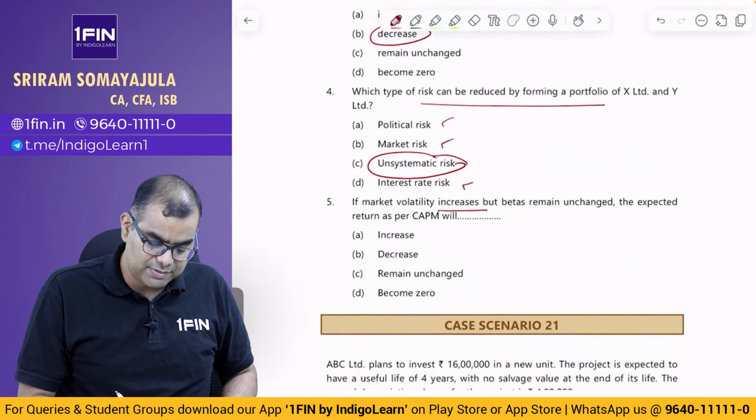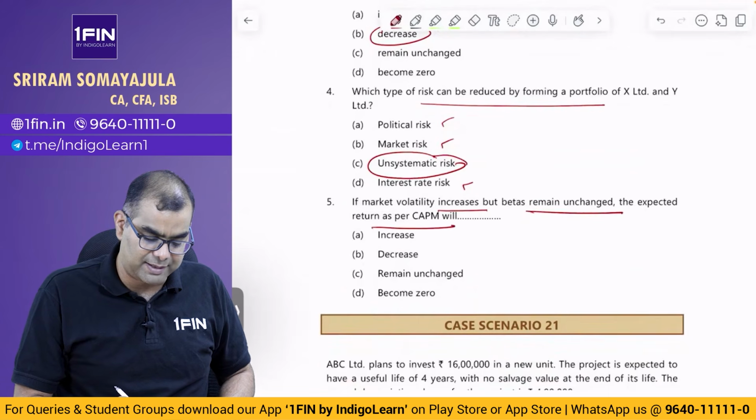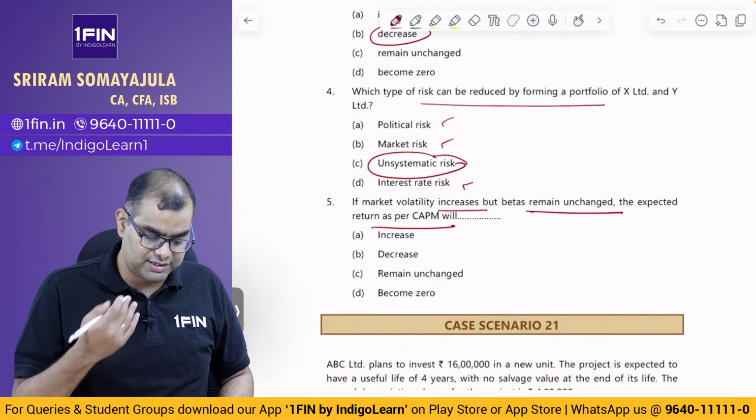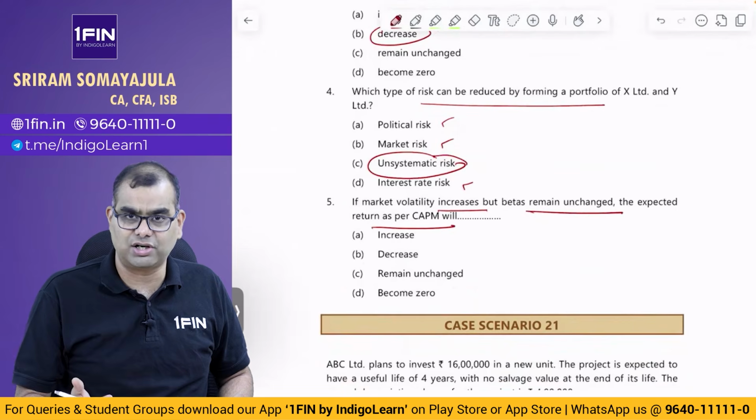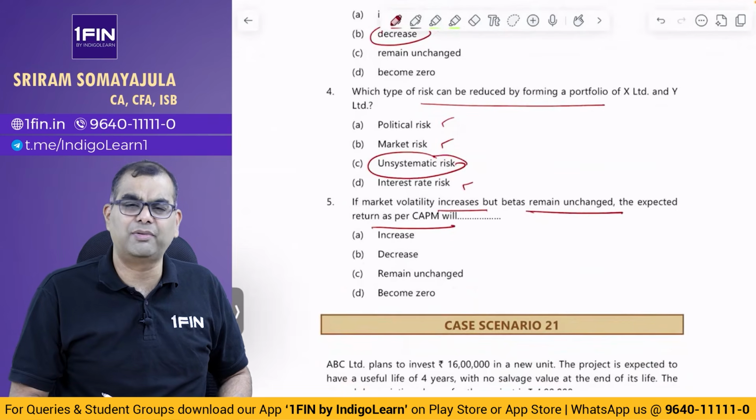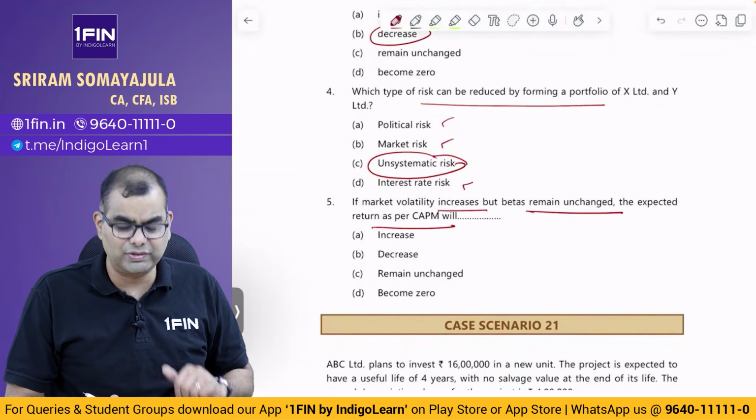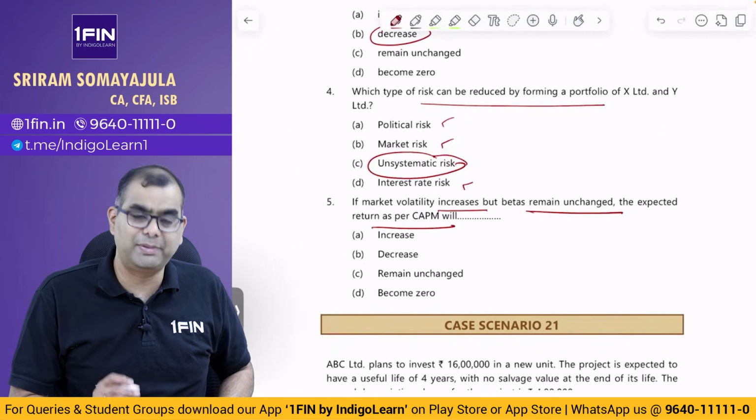If volatility increases but betas remain unchanged, the expected return as per CAPM. See, market volatility is increasing, market standard deviation. Betas are unchanged. Okay, betas are not changing. Then expected return as per CAPM. How will CAPM return have anything to do with volatility? CAPM return is independent of all of those.